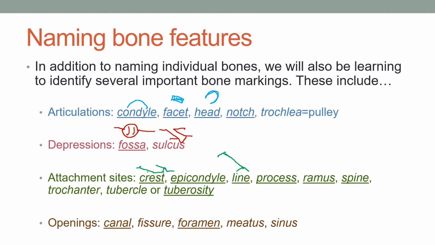A process is kind of like a crest, but it sticks out from the bone. It processes outward. It's often a little piece that just sticks up from the bone somehow. And sometimes, like the one I drew here, it has a particular shape to it. Sometimes it's just a little spike.